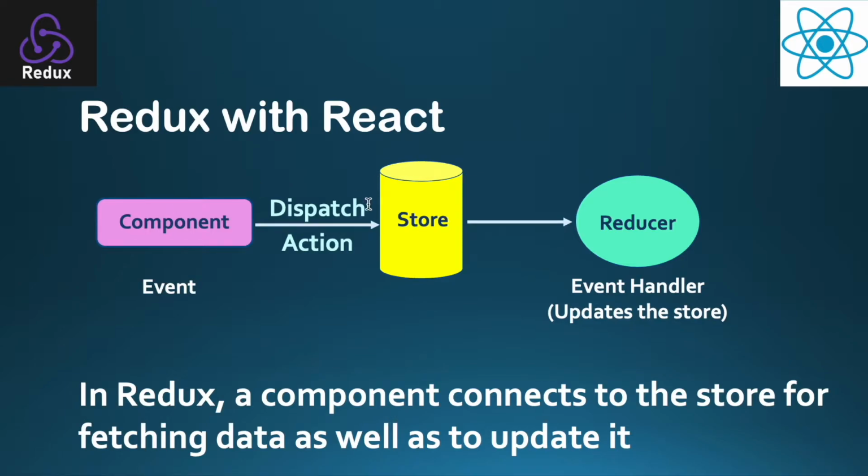So there is a component, there is a store, and there is a reducer. In Redux, a component connects to the store for fetching data. So it will fetch data from the store as well as to update it. How does it update it? The component will dispatch an action to the store, and the store then uses something that we refer to as the reducer. It's an event handler, which then updates the store. So this is the broad architecture, and it will become clearer as we start using it.